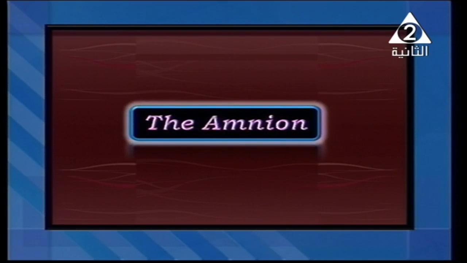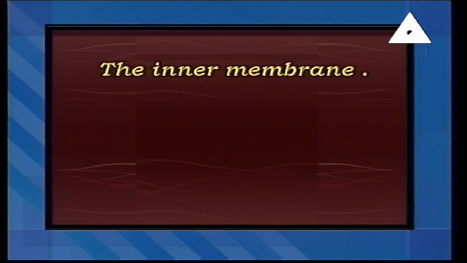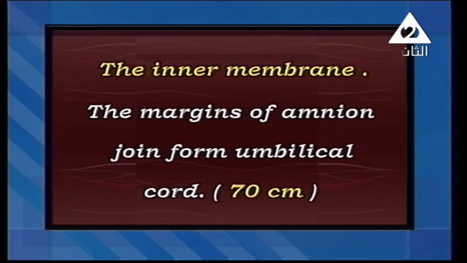After that, the second membrane, which is the amnion, the inner membrane. So we have two membranes: the outer one is the chorion, and the inner one is what? The amnion. The margins of the amnion join, forming what? The umbilical cord, about 70 centimeters in length.